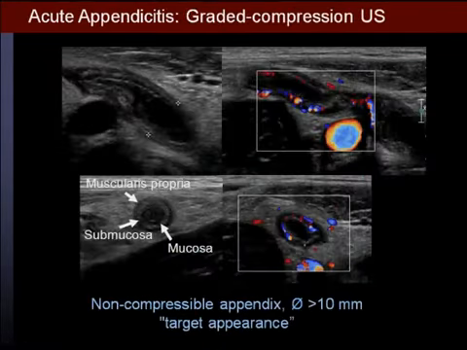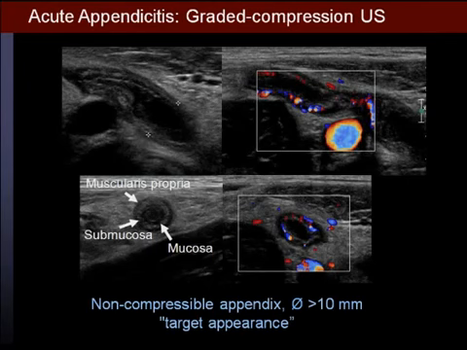The diagnostic criteria for ultrasound in acute appendicitis are a non-compressible appendix, diameter more than 10 millimeters, and the appendix has a target appearance with a hypoechoic muscularis propria, a hyperechoic submucosa, and a hypoechoic mucosa. And of course, with Doppler, you can then see the perfusion of the appendix wall.